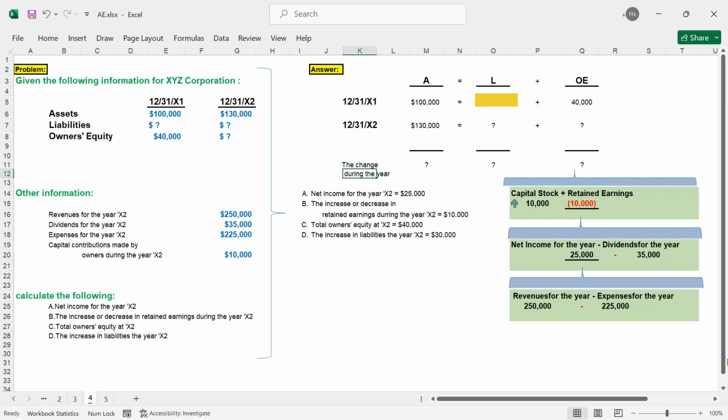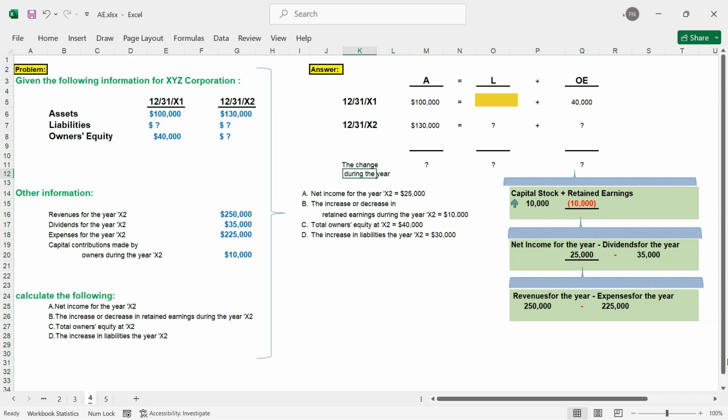I want you to try this on your own. I don't want you going to any solution yet. I want you to really knuckle down and do this problem. You're given some information on XYZ Corporation, and then asked to make some calculations given this information.